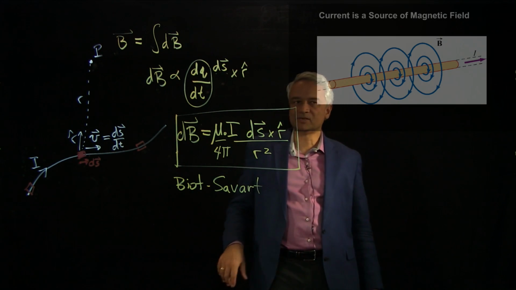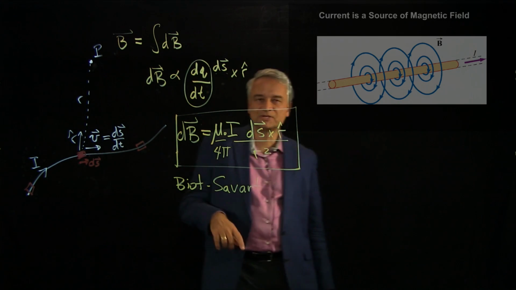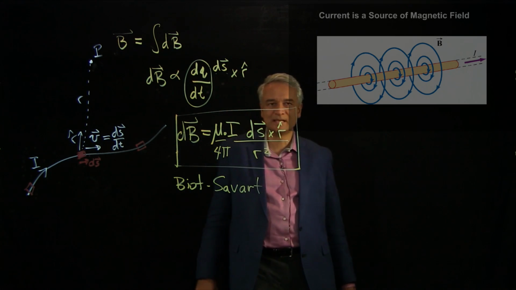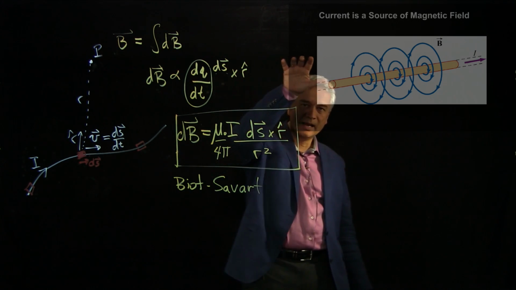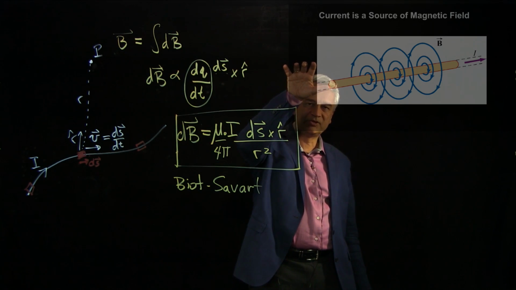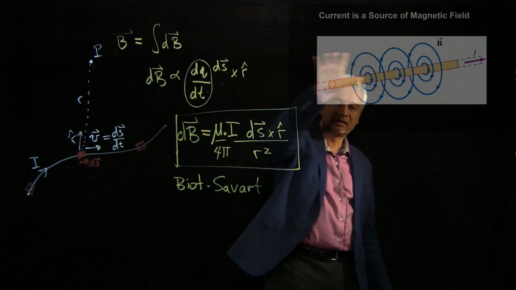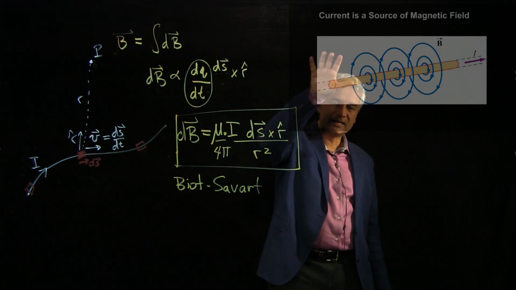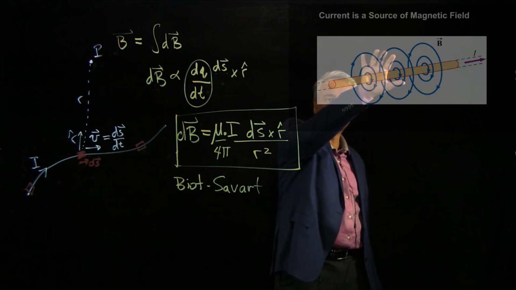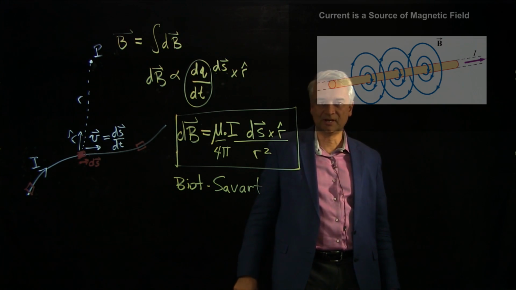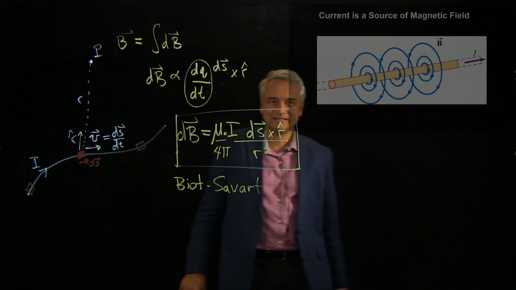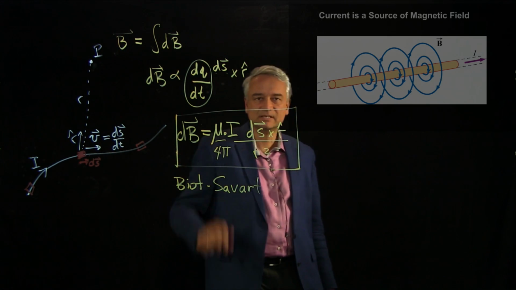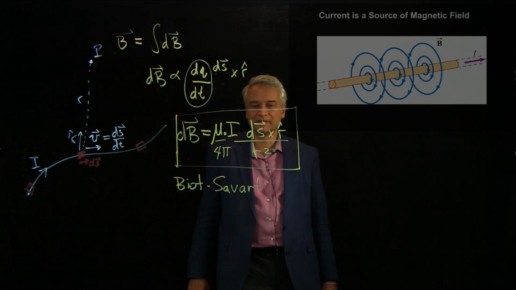The direction is easy to work out if I have a straight wire like this, because all of these ds cross r hats point in the same direction. And the direction they point in is obtained from the right-hand rule. I take the thumb of my right hand, and then I curl my fingers, and that tells me the direction of the dB. In fact, it tells me the direction of all the dBs. Doing the math of adding up the dBs is something we'll do in a future video.